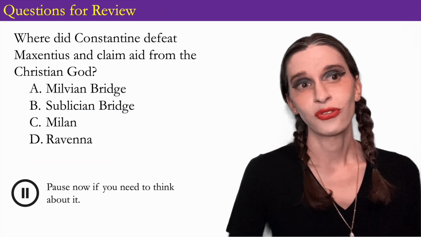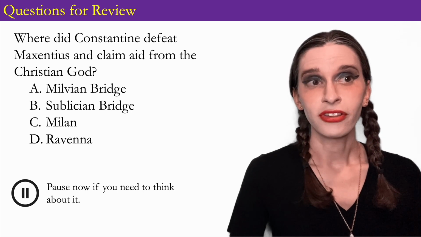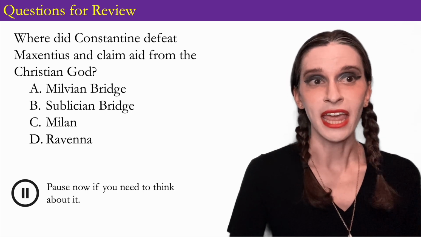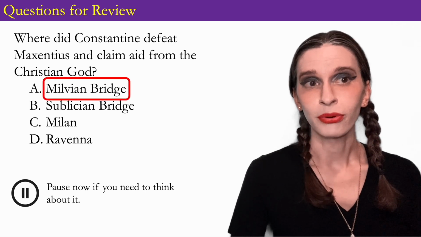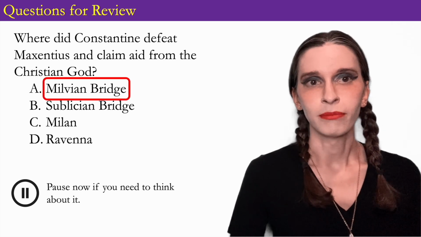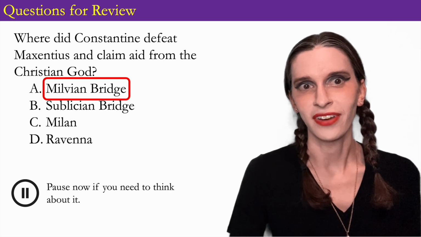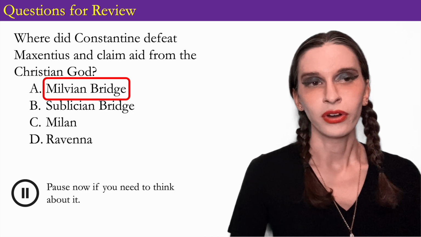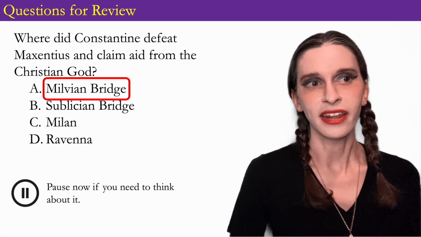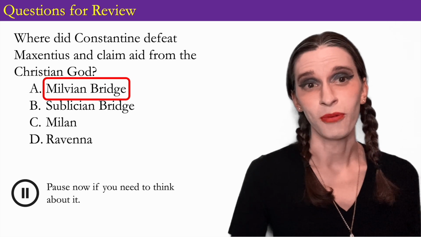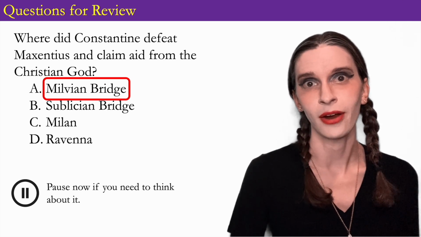A few questions for review before we wrap up Constantine. First, where did Constantine defeat Maxentius and claim aid from the Christian god? If you said the Milvian Bridge, you're right. The Sublician Bridge is another famous bridge into Rome, the early one that Horatius Cocles defended. Milan is a northern Italian city, whose significance we'll get to in a moment, and Ravenna is a city near Rome. It's easier to defend than Rome because it's on a swamp, and it's starting to become an important refuge for emperors in this era.